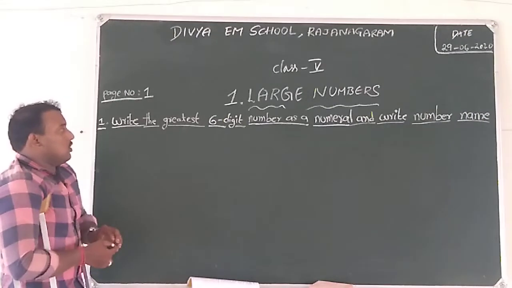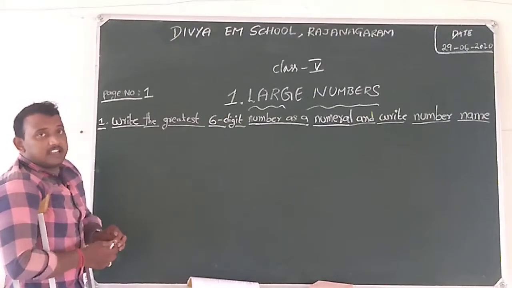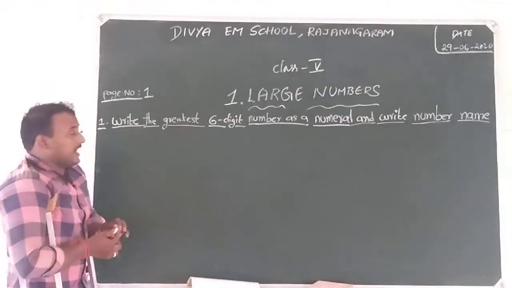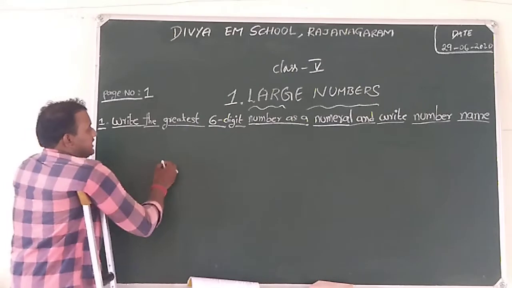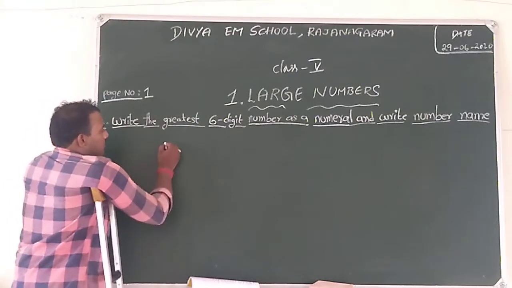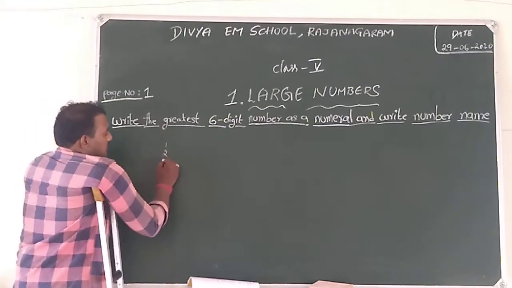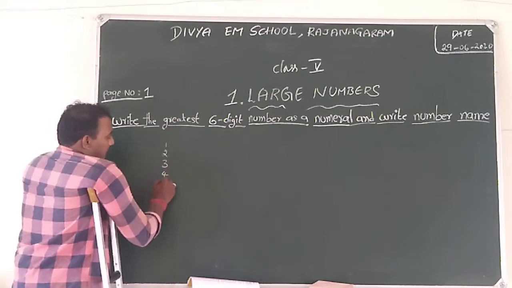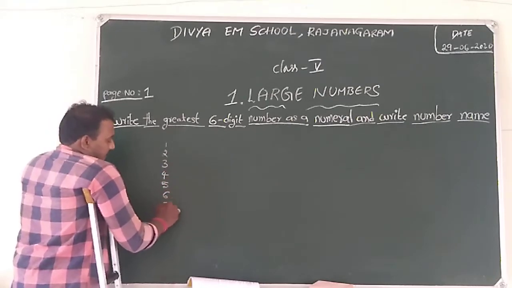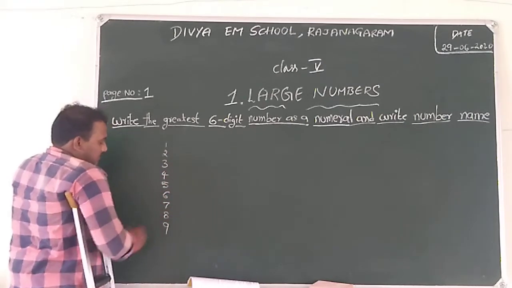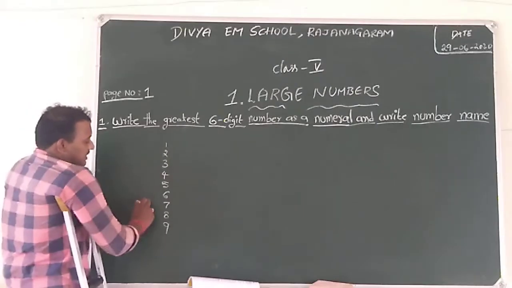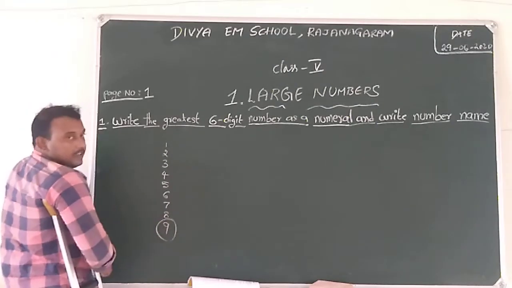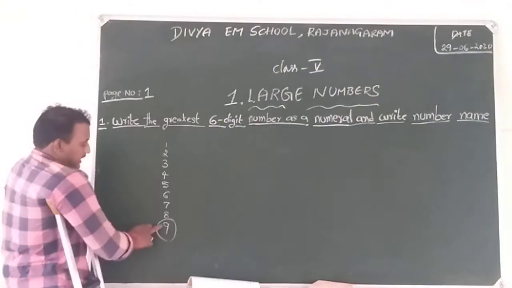Before that, we need to check what the greatest single-digit number is. Let's find out. 1, 2, 3, 4, 5, 6, 7, 8, 9. These are the single-digit numbers. From these, the greatest number is 9.